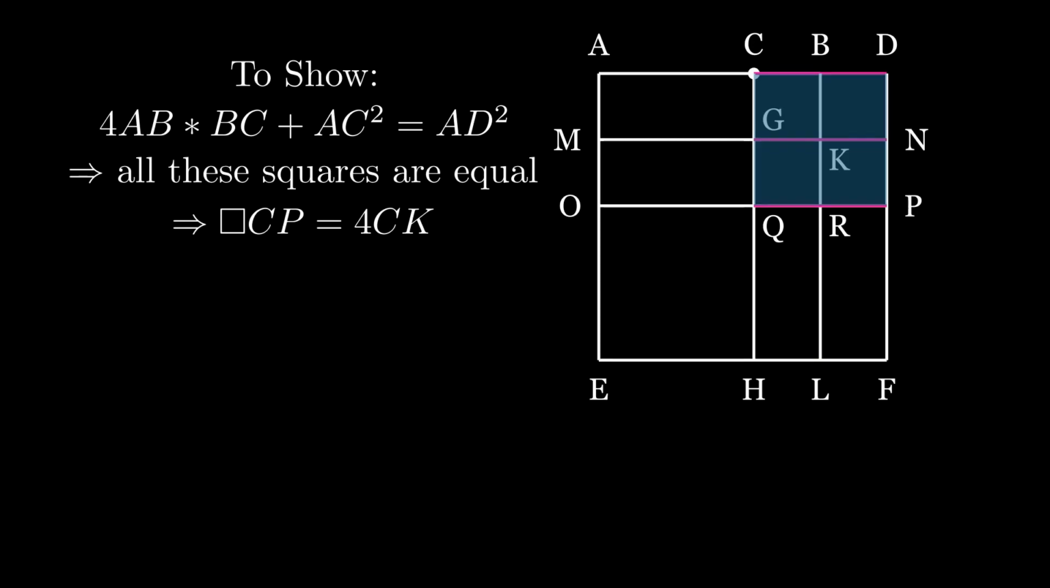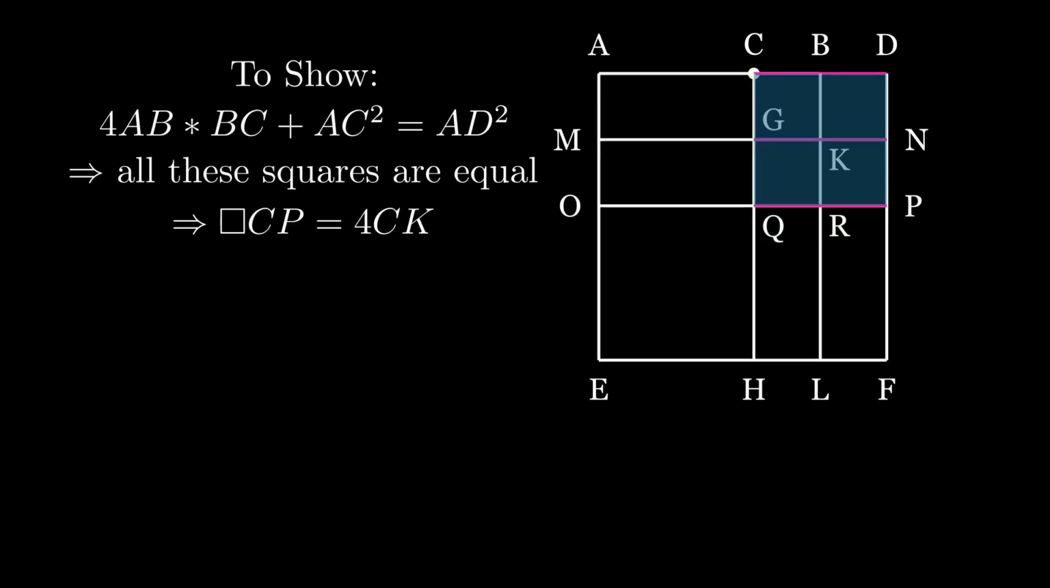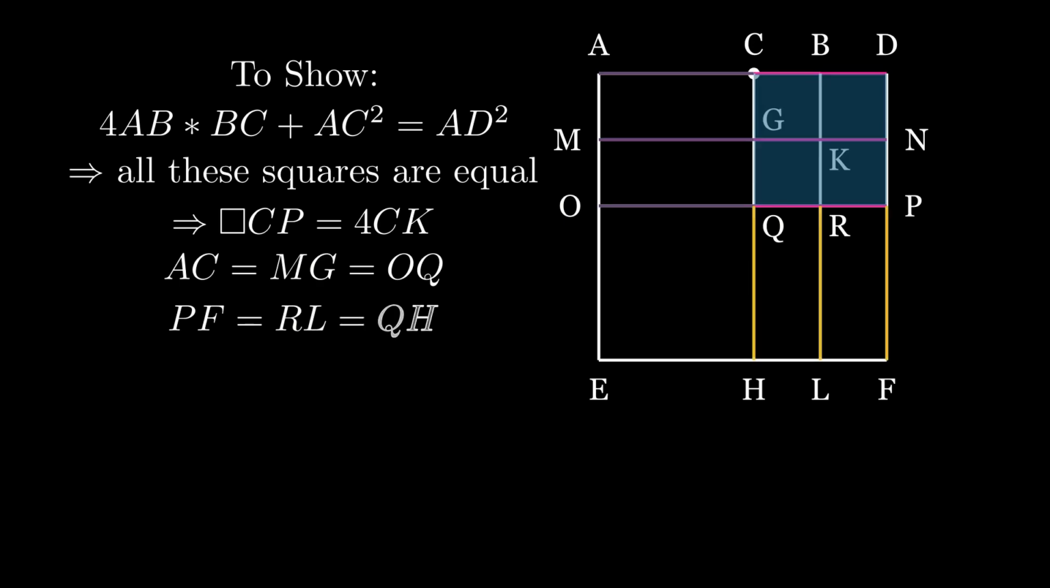The next thing we need to show is that AG and MQ and QL and RF are all equal to each other. Now because these are all parallelograms, we know that AC is equal to MG, which is equal to OQ. Same for PF, RL, QH, these are equal to each other.